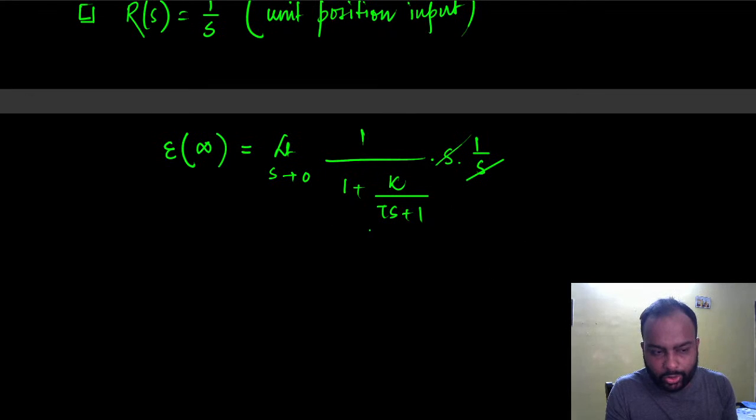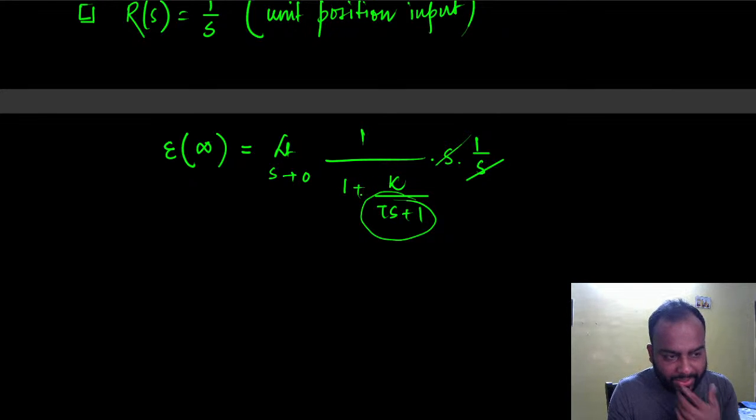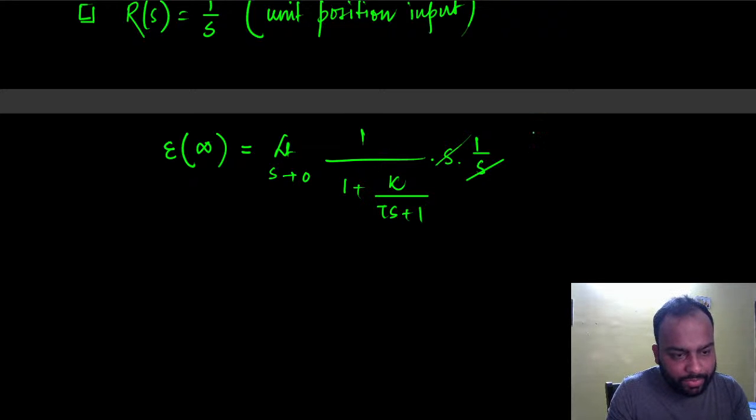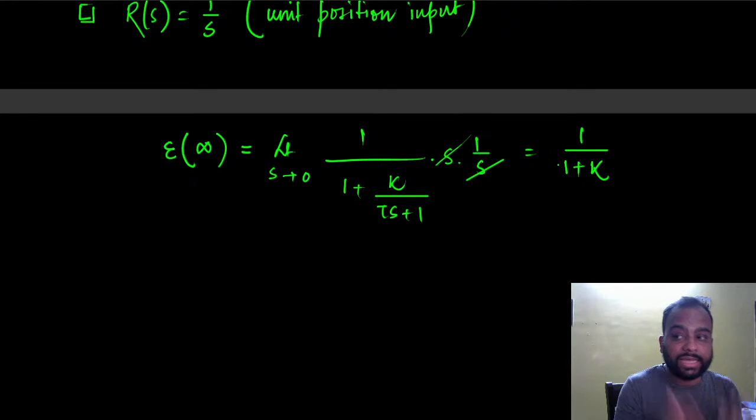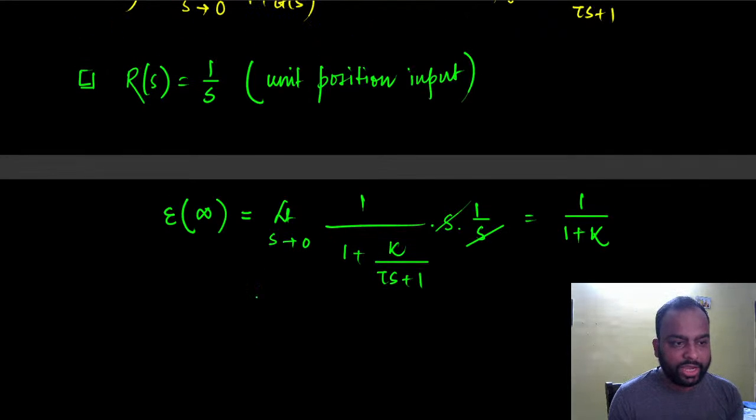Now if I calculate the limit, let's put s equal to 0. I can put s equal to 0 happily, because that is not resulting in 0 by 0 or any indeterminate form. If I put s equal to 0, then this denominator part becomes 0, and I am left with 1 by 1 plus k. So that's the limit here, 1 by 1 plus k, and that's the steady state error. So for a unit position input, that is the steady state error.